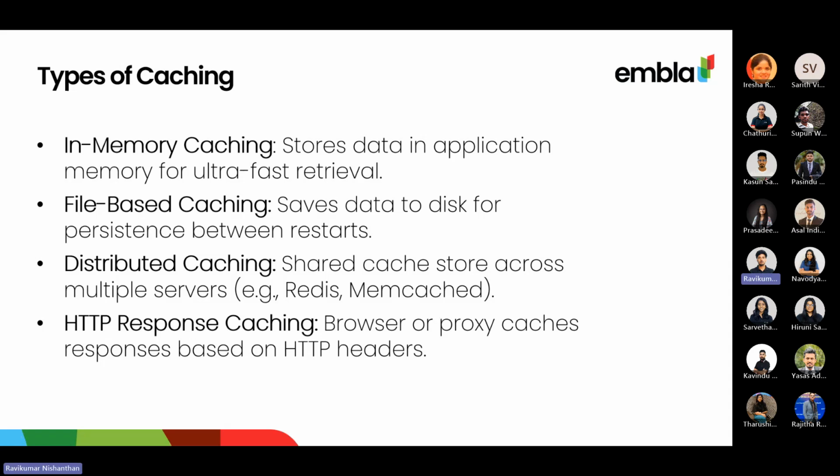And finally, HTTP response caching. This actually happens at the browser or proxy level using HTTP headers like Cache-Control or ETag. So this way, the response can be reused without hitting your server at all, which saves bandwidth and server processing. In many real world systems, you will find a combination of these cache types working together. If you use it correctly, you can deliver the best performance.